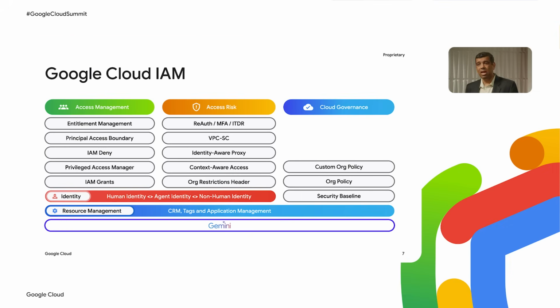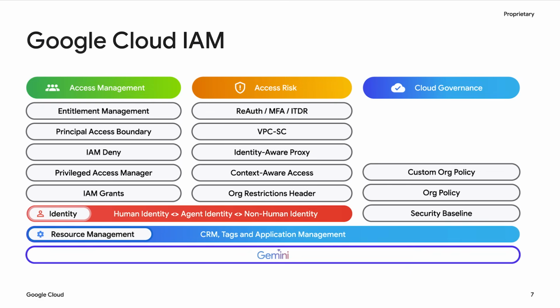And to mitigate these risks, what we have is a very comprehensive Google Cloud Security platform. It starts off at the base with the resource management layer, where we give you capabilities to manage your cloud resources at scale. Then on top of it, we build an identity layer, a layer that helps you manage both your human and non-human identities, including the agentic identities.